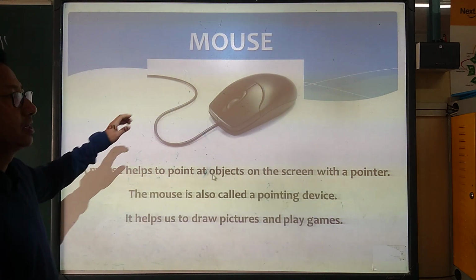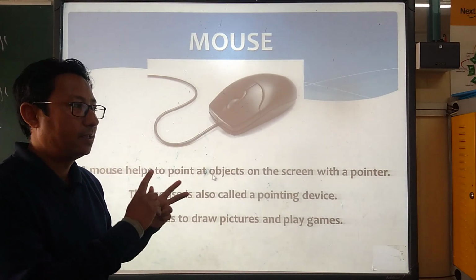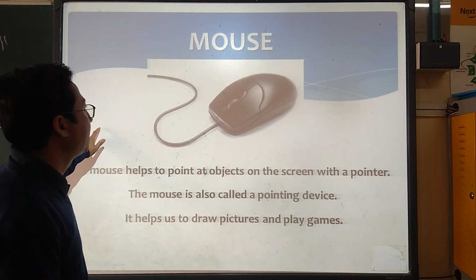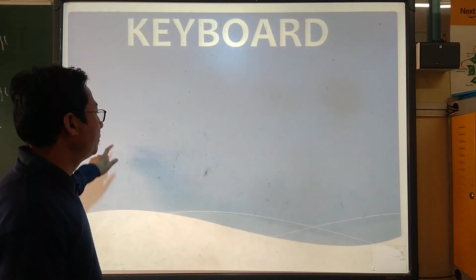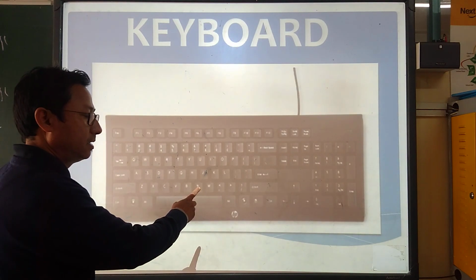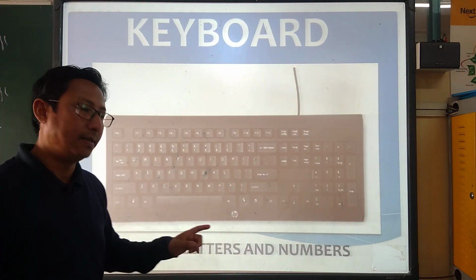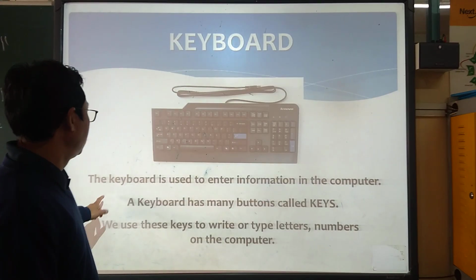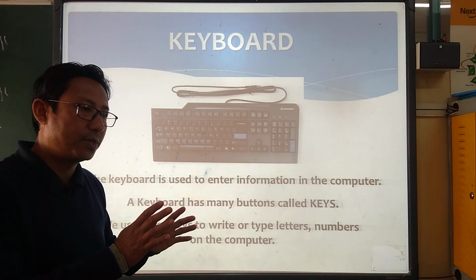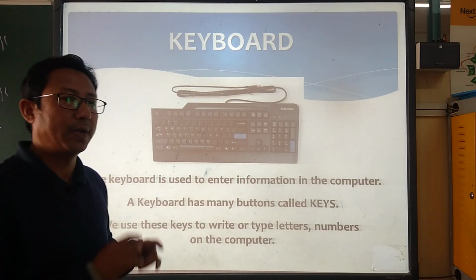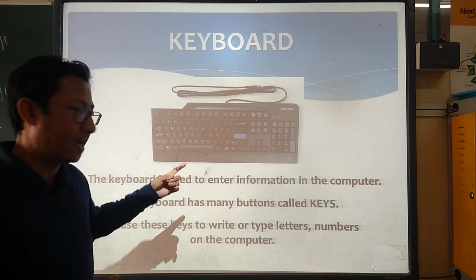Next, we just finished with the CPU, the monitor, the mouse, and the next important part is our keyboard. So what does the keyboard do? This is a keyboard. With the help of the keyboard, you can type letters and numbers. The keyboard is used to enter information in the computer. So whatever information you have, you can type it with the keyboard. If you want to type a letter, you can do it.